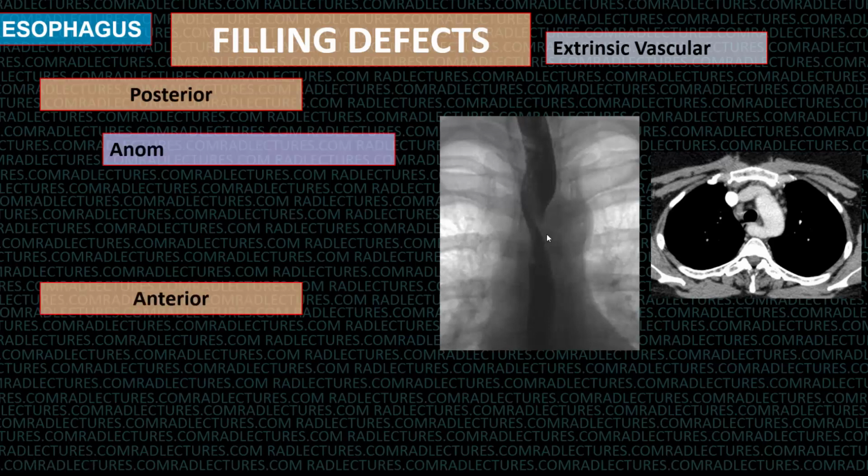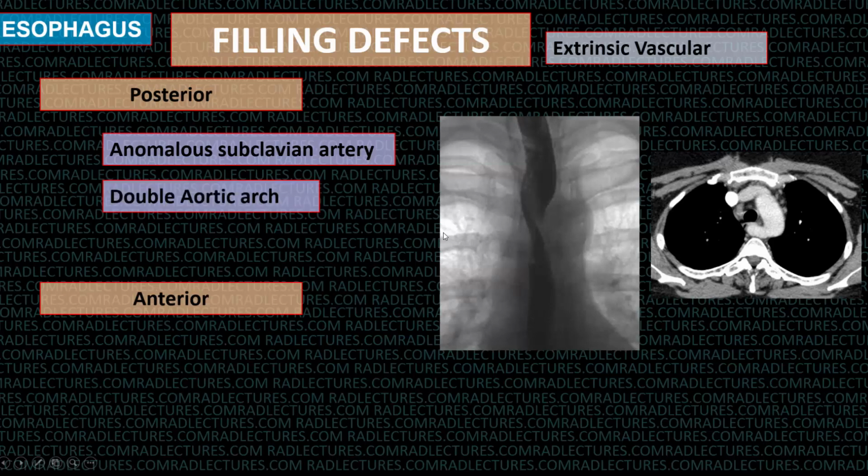Posterior filling defects are caused by anomalous subclavian artery, like in this case, left-sided aortic arch, the right subclavian artery, which should have arisen here, is arising here and passing behind the esophagus and producing this defect. Or it can be caused by double aortic arch, because in a double aortic arch, the anterior arch is in front of the trachea and it does not cause a filling defect on the esophagus. The posterior arch is on the back of the esophagus, or behind the esophagus, so it causes a posterior filling defect.